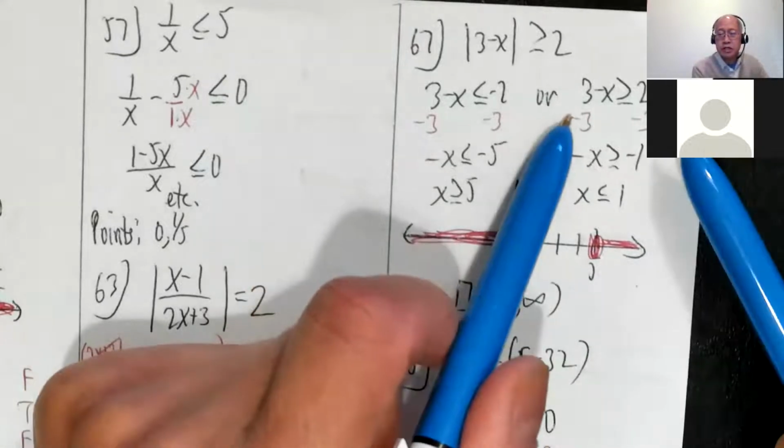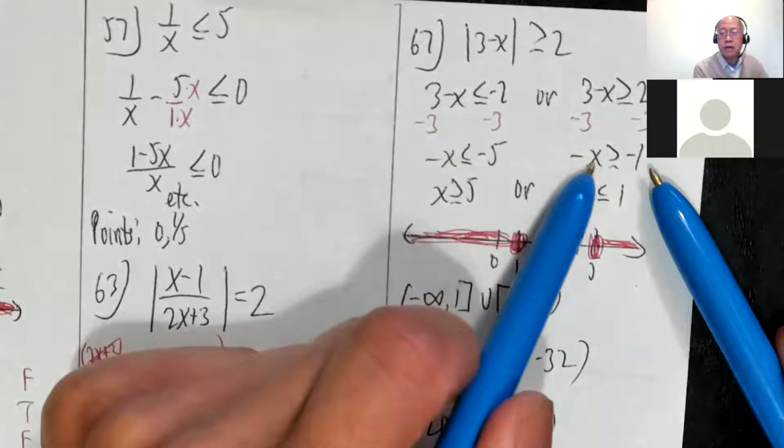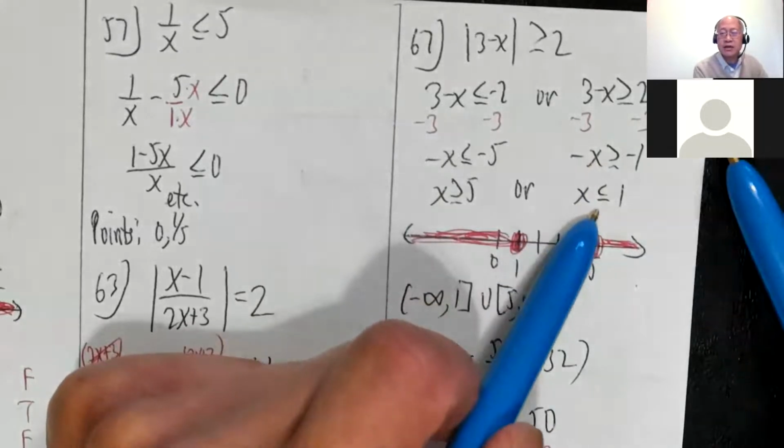Or over here, similar. Subtract 3, subtract 3. Negative x is less than or equal to negative 1. Multiply both sides by negative 1. X is less than or equal to 1.